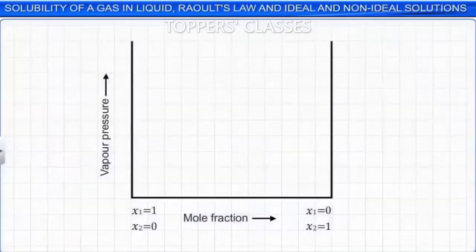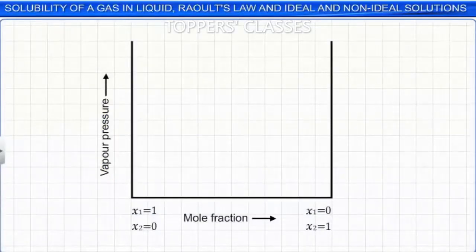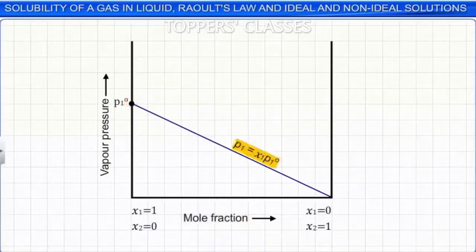If a graph is plotted for the partial vapor pressure of the first component against the mole fraction, corresponding to the equation P1 is equal to x1 P1 naught, then a plot as shown here is obtained. As you can see in the graph, when the mole fraction of first component becomes 1, the partial pressure of component 1 is the vapor pressure of the pure component 1.